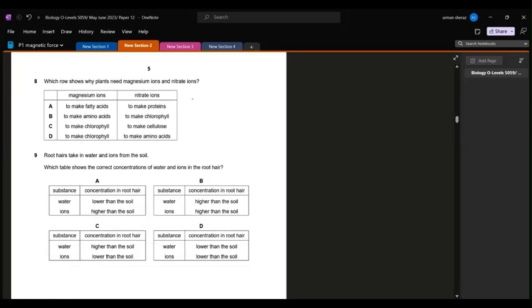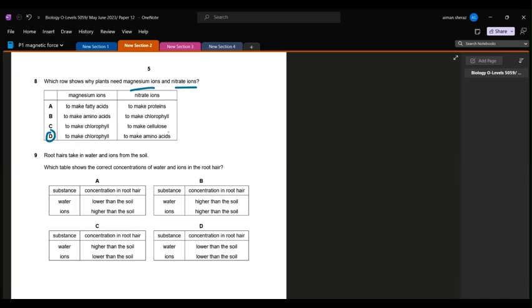Question 8. Which row shows why plants need magnesium ions and nitrate ions? So magnesium ions is responsible to make chlorophyll in the plant. So either C and D can be the answer. Nitrate ions are responsible to make amino acids, which makes protein for the plant, which is necessary for the growth. So D is the correct option.